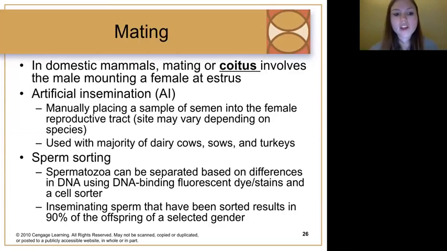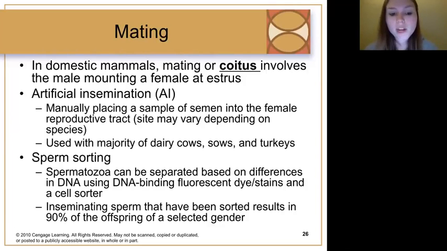Okay. So AI is used with the majority of dairy cows, sows, and then turkeys as well. And so with AI, we've talked about some of the advantages, that the sperm quality has been checked, and that you can get sperm from a certain male.